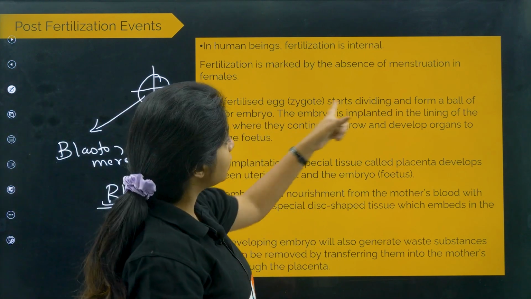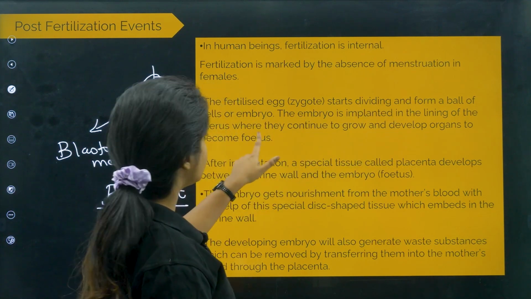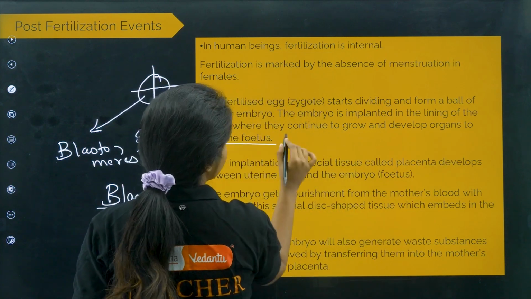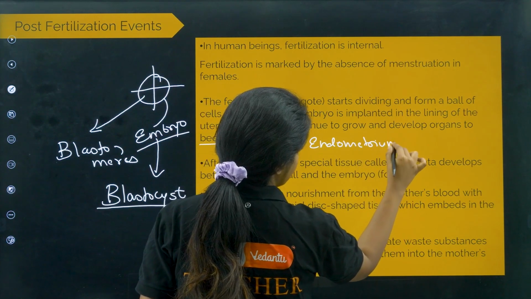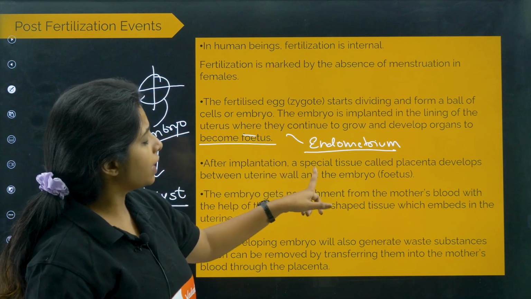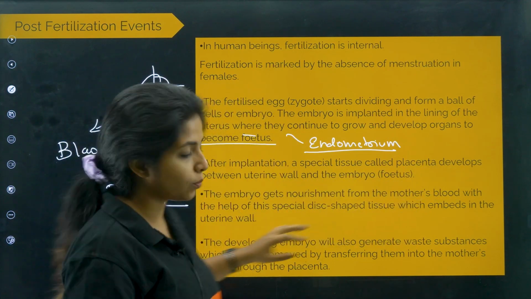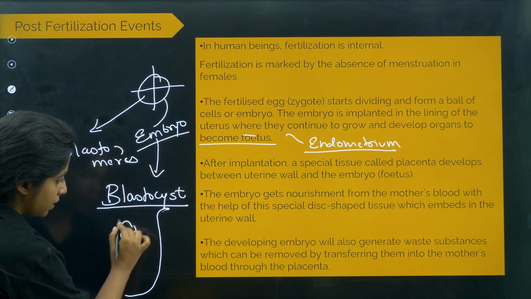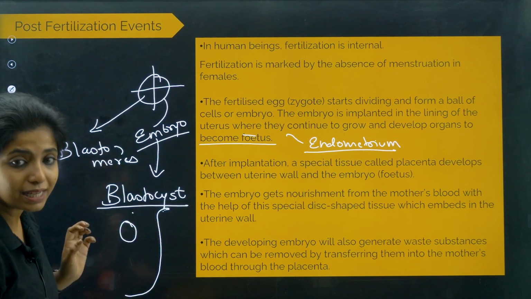So what happens? The fertilized egg starts dividing and forming a ball of cells, or embryo. The embryo is implanted in the lining of the uterus, where it continues to grow and develop organs to become a fetus. What is this lining known as, children? This lining is the endometrium lining. Please remember it. Questions have come so many times regarding the placenta. After implantation, a special tissue called the placenta develops between the uterine wall and the embryo. So, this is the uterus wall, and this will be the embryo. In between them, something is formed, which is known as the placenta.